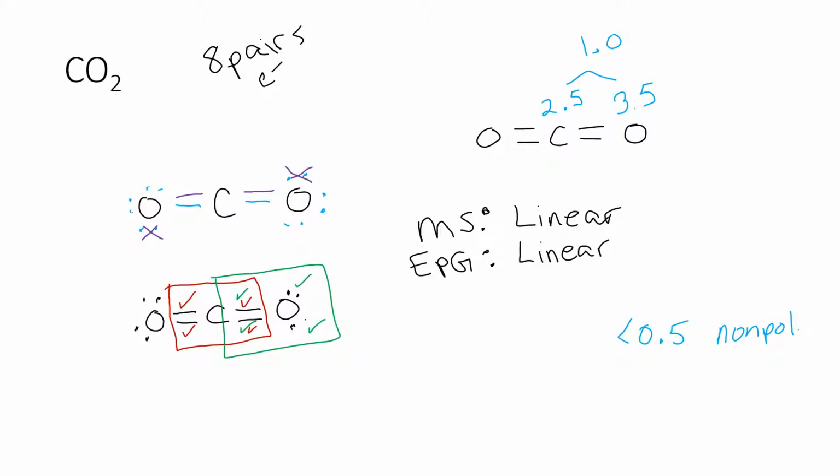Okay. If it's between 0.5 and 1.7, it is considered polar covalent. Below 0.5 is nonpolar covalent, and anything greater than 1.7 is considered ionic. So the bond between the right oxygen and the carbon is a polar covalent bond. That would also be true for the one carbon on the left. It is also an electronegativity difference of 1.0.